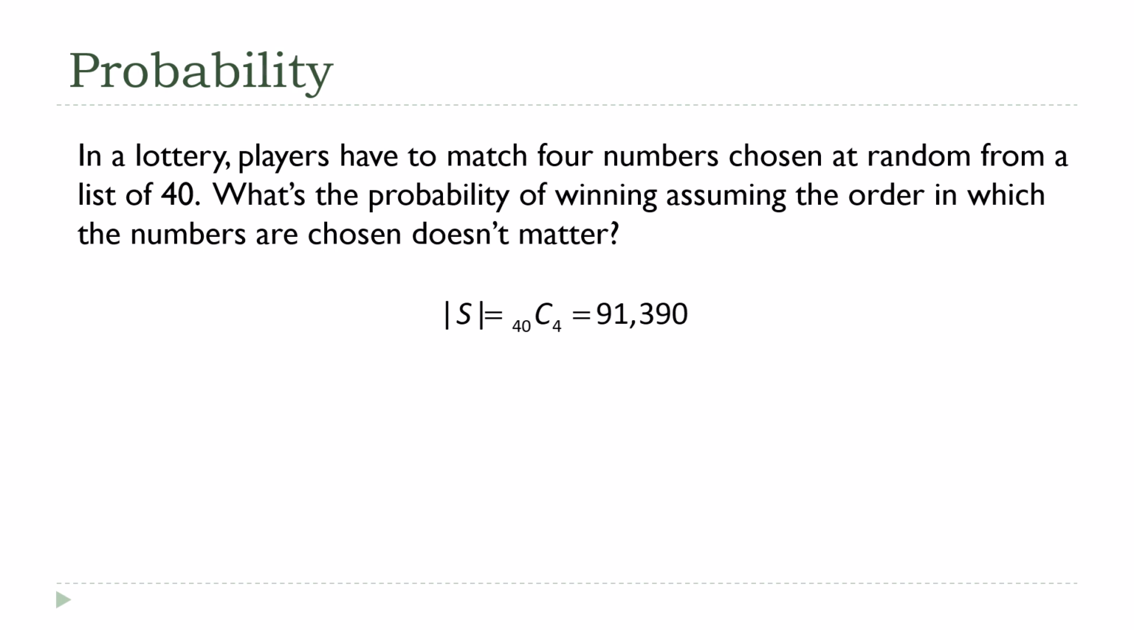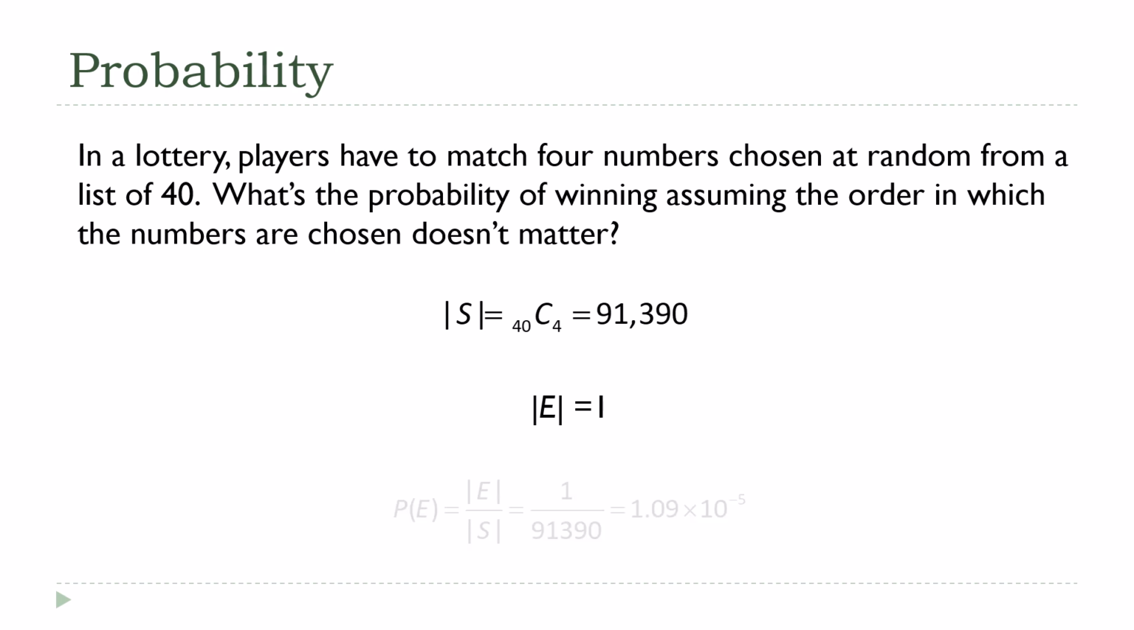Now, I want you to think about this for a minute. What is the size of the event space? Well, the event is you choose the winning combination. How many winning combinations are there? Well, there's only one. There is one set of 4 numbers that constitutes a win. Again, remember, because the order doesn't matter.